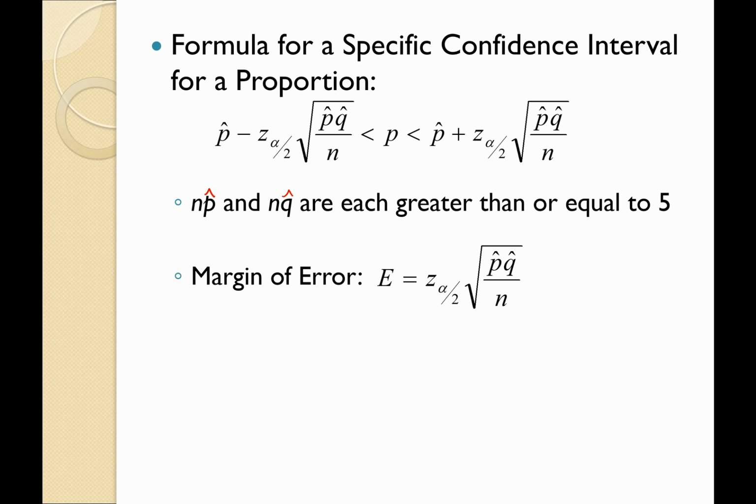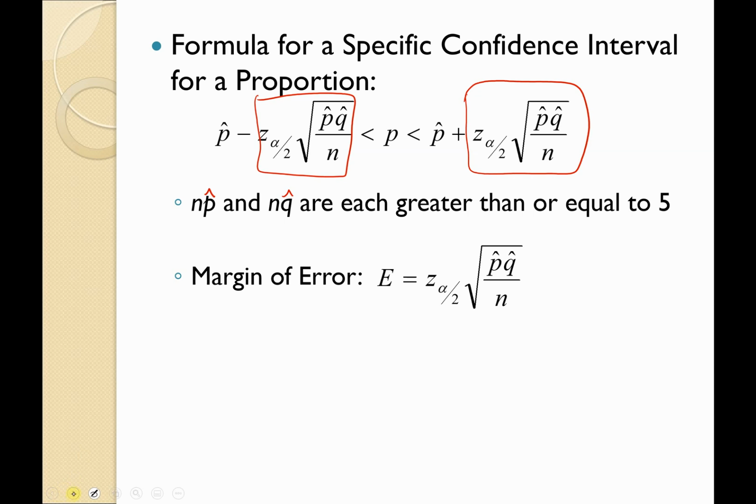The margin of error piece, remember that is just, and you can see it in the formula itself, how far away we are either above or below that sample proportion. So how far above and below could we actually go? How much are we going to take away from the sample proportion? How much are we going to add on to it?